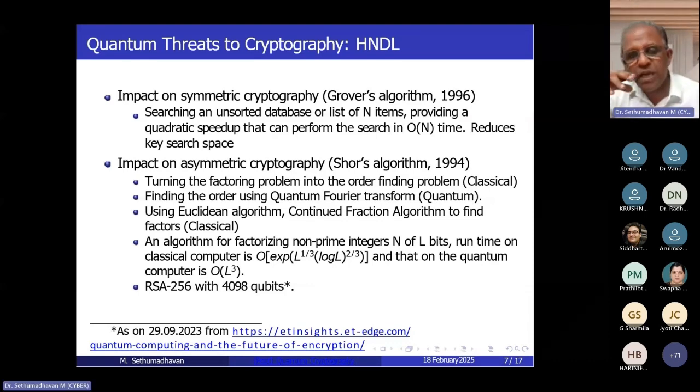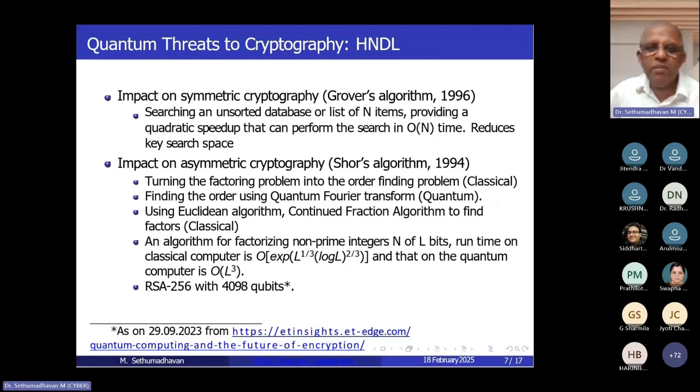And what is the impact on the asymmetric crypto system? For asymmetric crypto systems, there is something called Shor's algorithm. Shor's algorithm, also developed in 1994, will be able to factor RSA. What it does is turn the factoring problem into an order finding problem.